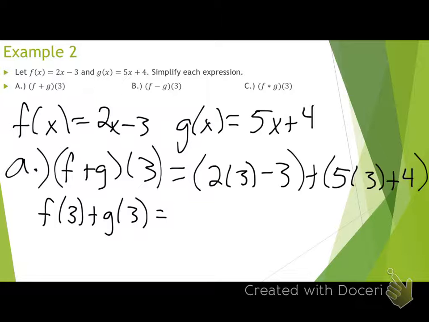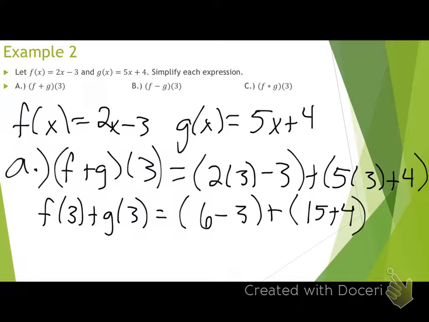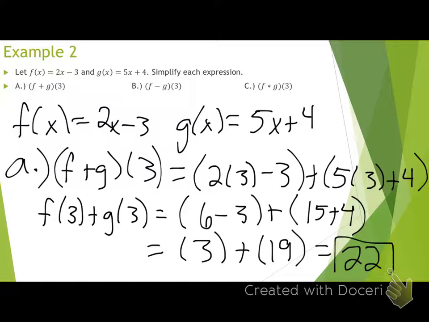Okay? Order of operations now. I'm just doing everything in the parentheses. 2 times 3, 6. 5 times 3, 15. 6 minus 3, 3. 15 plus 4, 19. 3 plus 19, not 21, 22. Did I get the same answer I got earlier for method 1? Yes, I did. Either method will work. You'll get the same answer. You just got to choose which method you like better: plugging in 3 as you go, or doing the operations with your functions and then plugging in 3. Either way works.